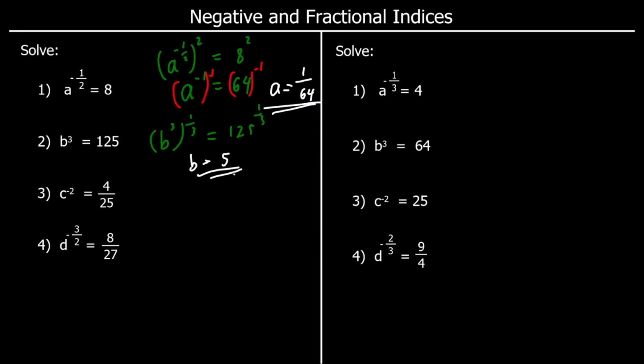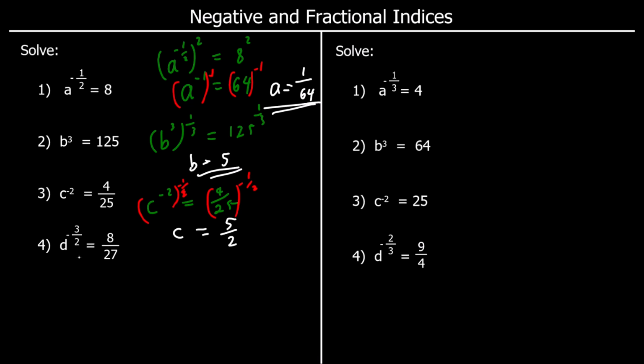Question 3, c to the power of negative 2 equals 4/25. So to get rid of a power of negative 2, we can have both sides to the power of minus a half. So c to the power of negative 2 is 4/25. Have both sides to the power of minus a half. Negative 2 times minus a half is just 1, so it's just c. And we're square rooting and flipping. So c must be 5/2.